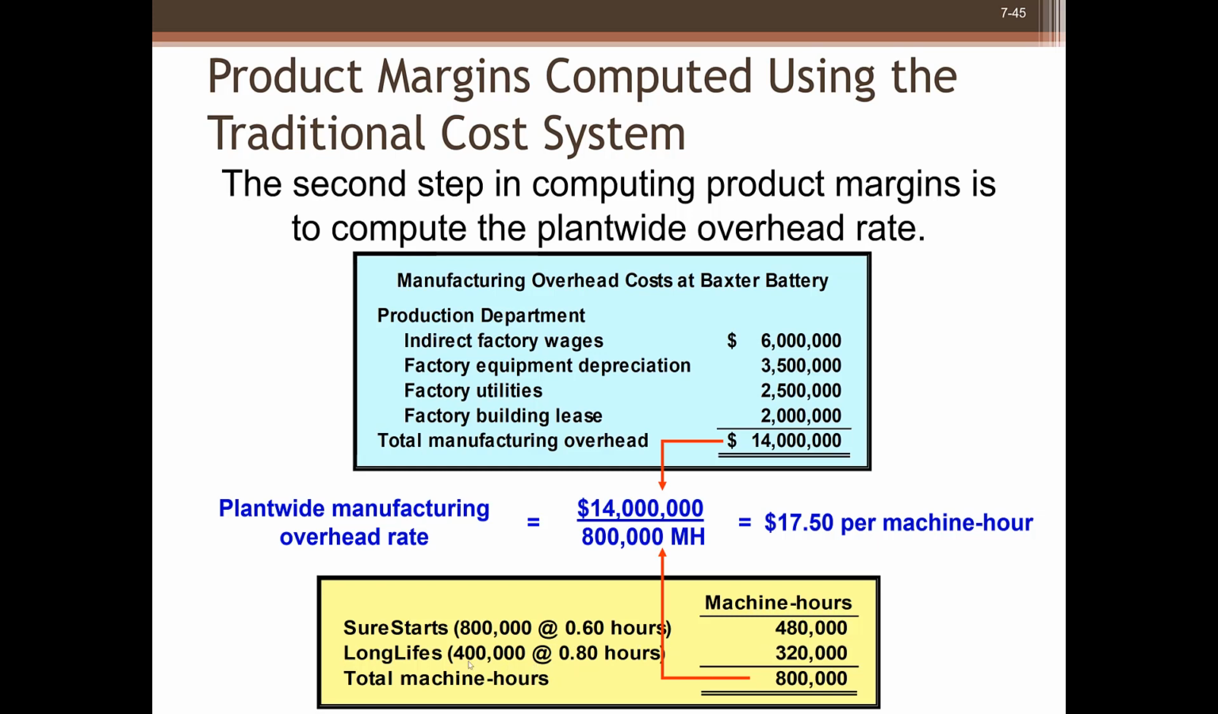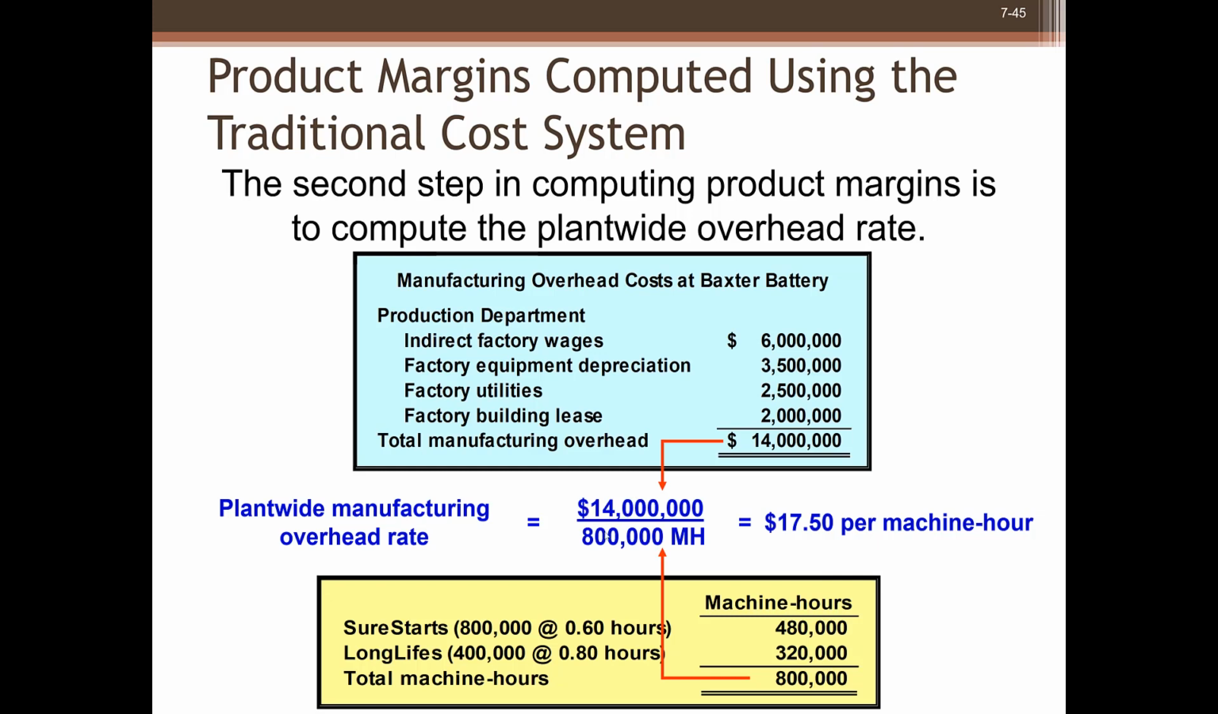For Long Lives, 400,000 batteries were ordered, and each one requires 48 minutes of machine time, the same as 0.8 hour. So we can calculate the total machine hours required for Long Life: 400,000 multiplied by 0.8, and then we get 320,000. We add them together, and you get 800,000 machine hours.